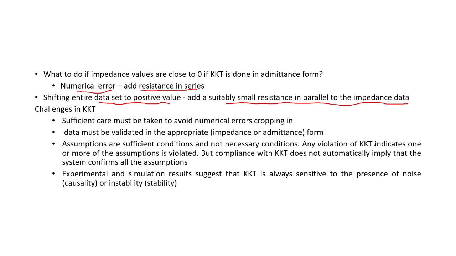When I'm doing the KKT, what are the issues associated with it? The first and most important one is that all these are sufficient conditions and not necessary ones. We do KKT to see if my system is stable, linear and causal. But if I do it and it is KKT compliant, I still cannot be sure whether it is linear or not. As I've said before, it is able to say my system is stable and causal, but it is not able to say if my system is linear or not.